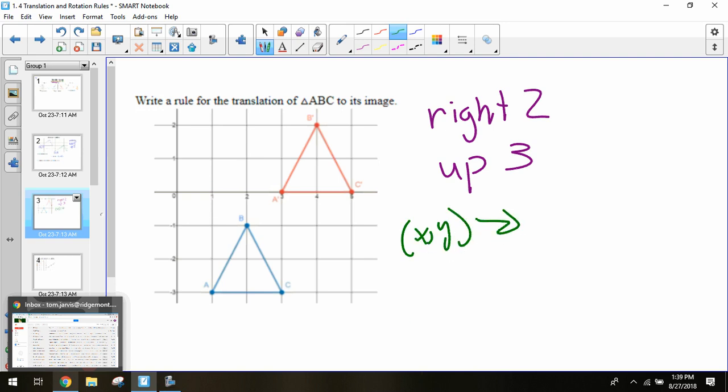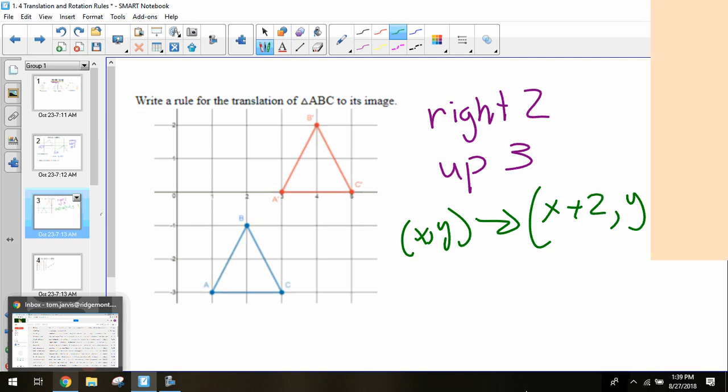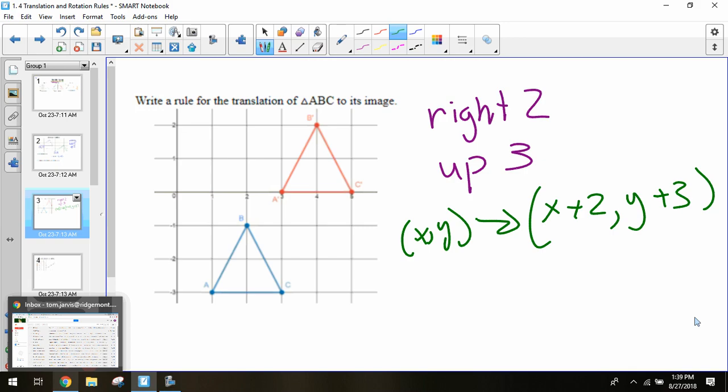And then we need to turn it into what we're going to do, or turn it into our rule, turn it into our translation. So I always want to start with my left and right. My x comes first, then my y, so my horizontals come first. So I'm changing to the right by 2. I'm increasing in the x value by 2, so I'm going to add 2. And then I'm increasing in the y value by 3, so I'm going to add 3 to my y. And this would be our rule that we would write for our situation. X plus 2, y plus 3.